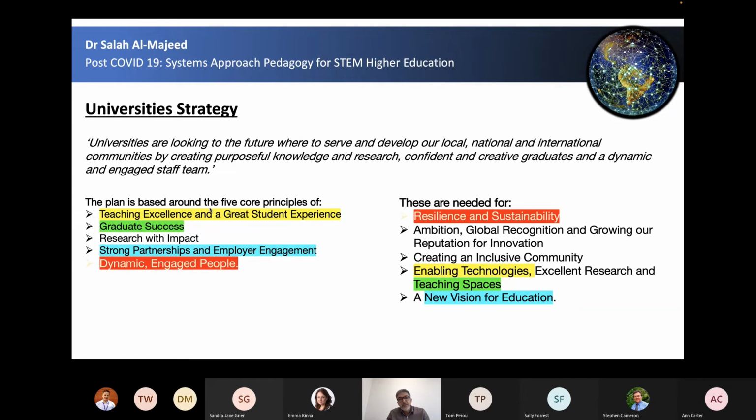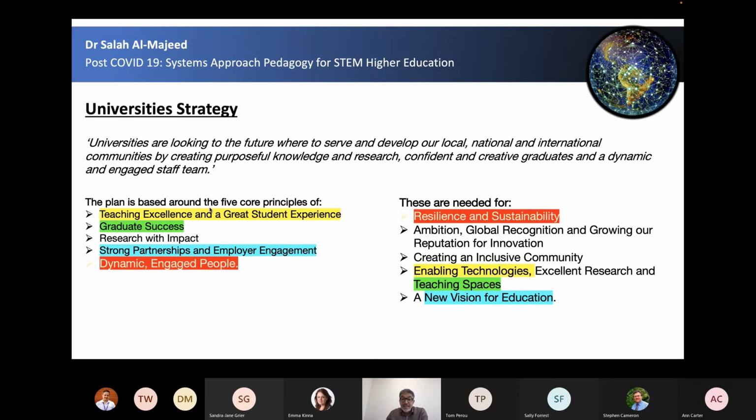And definitely there are many principles. I've chosen 5 of those, and 4 are very nice, colorful ones. Teaching excellence and graduate students experience is one of the main principles in any strategy you can see. Graduate success, strong partnership, and employer engagement, and indeed dynamic engaged people. So within that institute, I just left the research with impact a little bit away from now, but within that you can see this color coded resilience and sustainability related to dynamic engaged people.